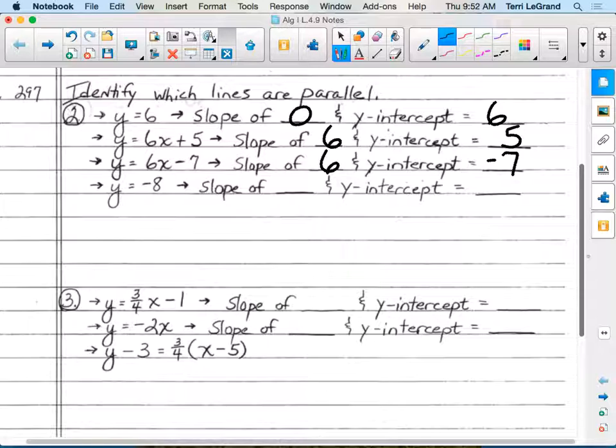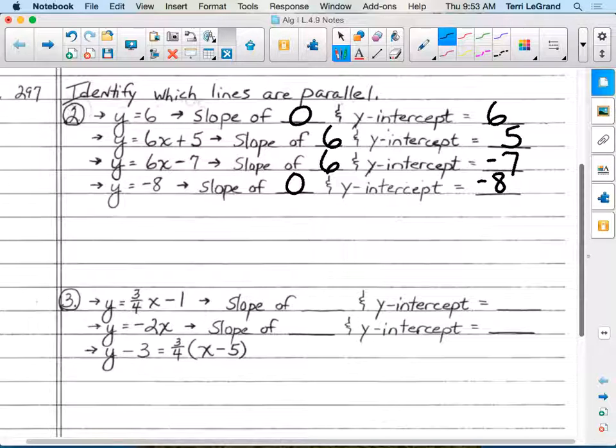Y equals negative 8. What kind of line do we have here? Horizontal line. What's its slope? 0. And its y-intercept is negative 8. Okay. Now that we have identified the slopes and the y-intercepts, we can determine which of those equations represent parallel lines. So, which ones do you think are parallel?